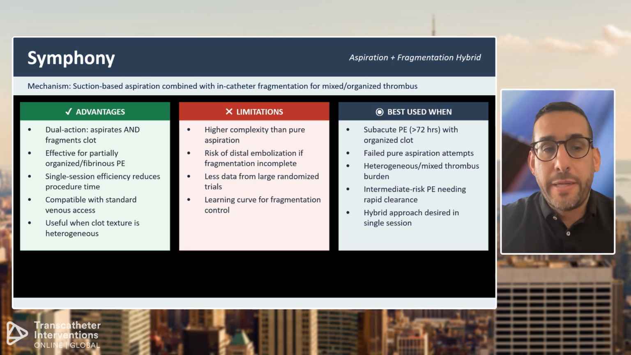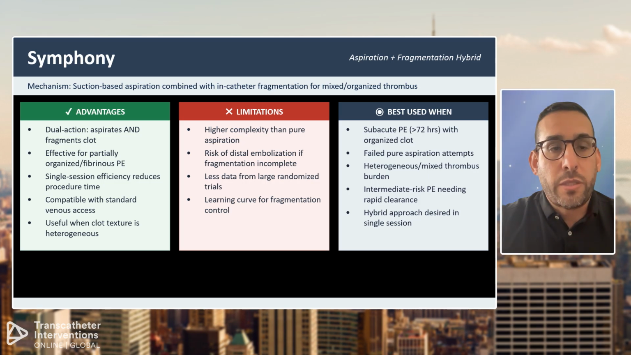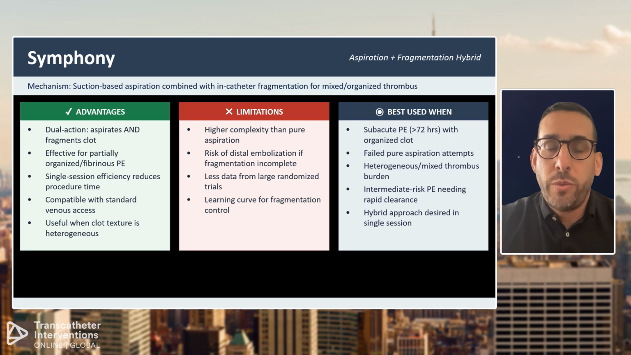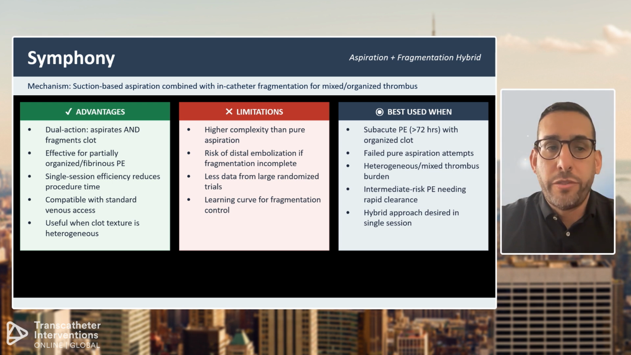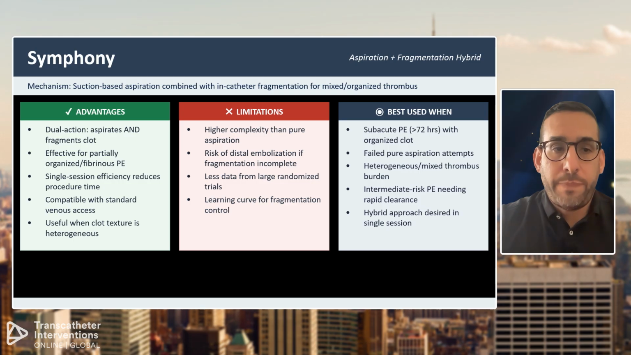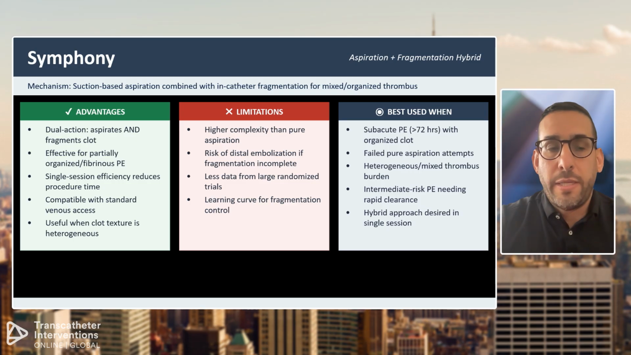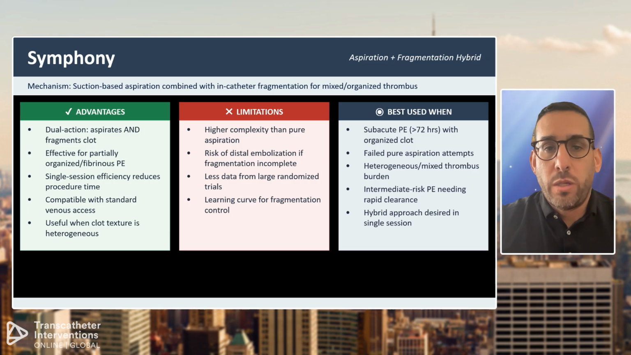Symphony, I think this is a very nice device. I got to use it in its initial clinical trial. This is a large bore device, and the way I would describe it is kind of a hybrid between the Penumbra device that we just showed you and the Inari device, the FlowTriever. It has both features. It has continuous suction and aspiration, dual axis, and it fragments the clot. It is a larger bore as well, consistent with what we saw with FlowTriever.